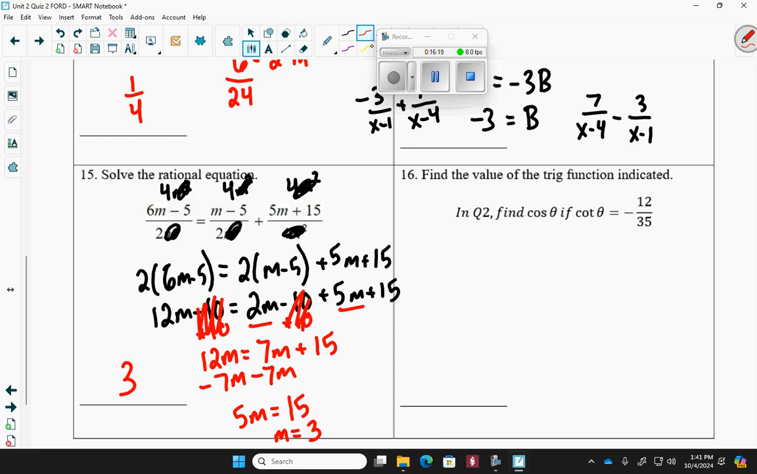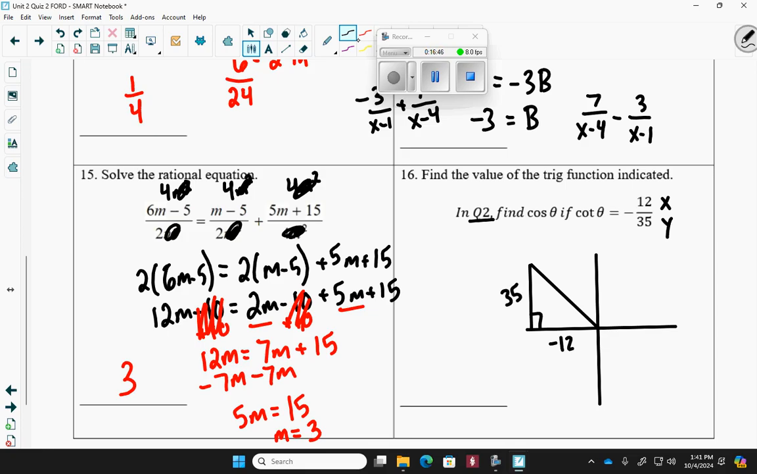All right, so my last triangle question. I'm going to draw it here. I already know it's in quadrant 2 because it says so, so I'm just going to pre-draw my triangle here. All right, there's my right triangle. Remember, with cotangent, it's x over y, so that means x is going to be negative 12, and y is going to be positive 35.